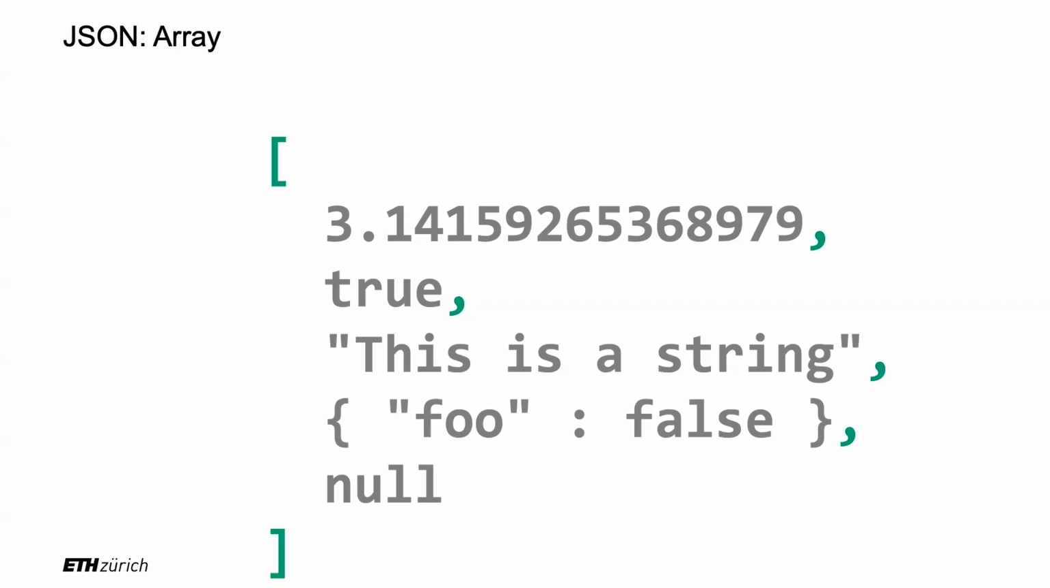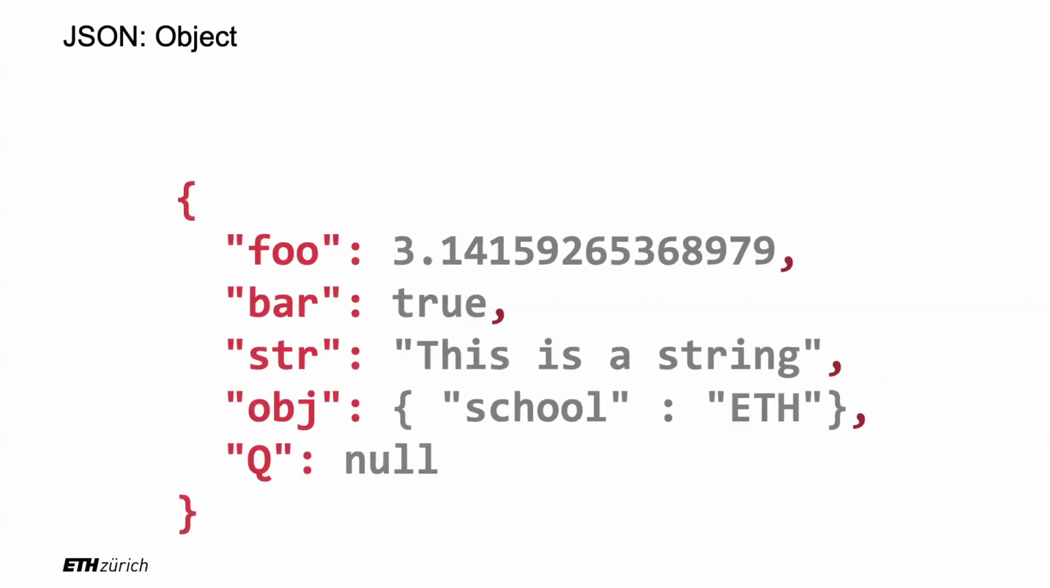And my 6th building block is the object. An object is just a bunch of key value pairs. So on the left, you have the keys, foo, bar, str, obj, and q are my keys. And the values can, again, be anything. So with foo, I have associated a number. With bar, I have associated a Boolean. With str, I have associated a string. With obj, I have associated an object. With q, I have associated null. And I could also associate with an array, right?